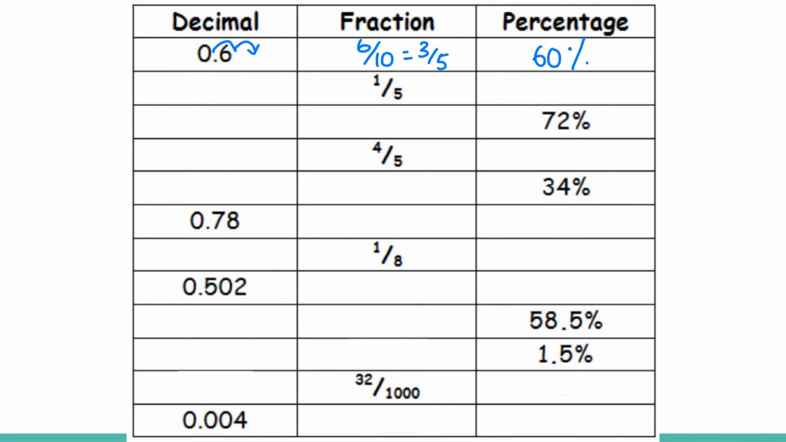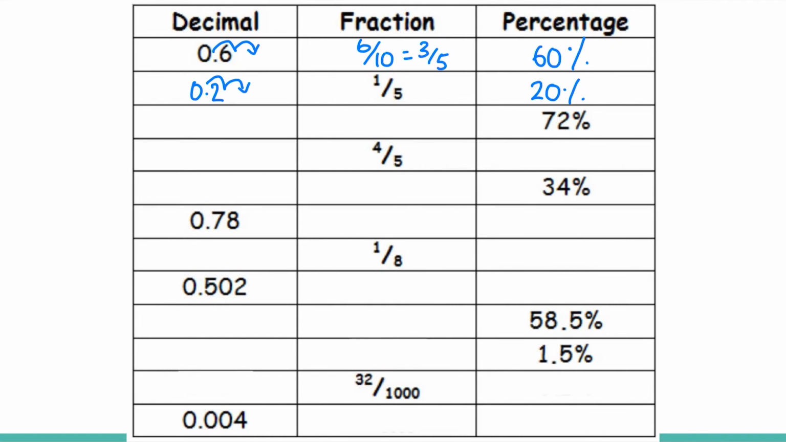The next one I know is 1/5. So 1/5 is 0.2. It's one of the numbers that we should know as a decimal, and therefore it would be 20% as a percentage if I move the decimal place twice again.